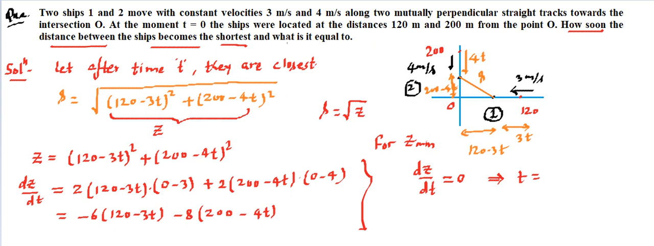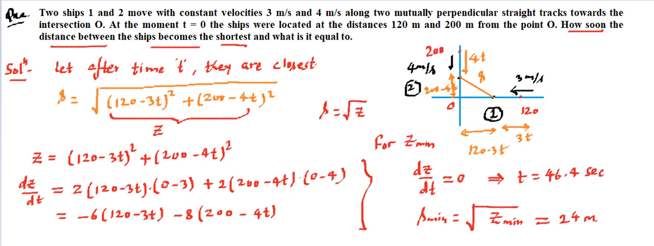Then the second part: we need to find s minimum. For that, s minimum is going to be under root z minimum. And how do we get z minimum? Whatever t we get from here, this t has to be substituted in this expression of z. Or you can simply put the t back in the expression for s, and you will get s minimum. That will be the other answer. So this is how you will get both answers.